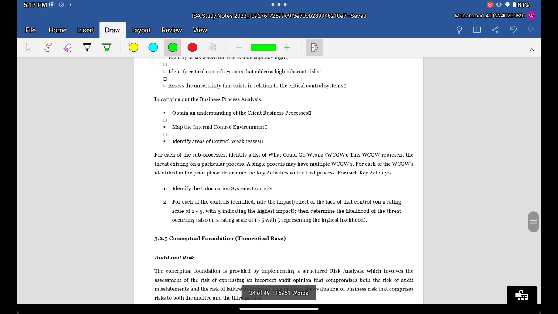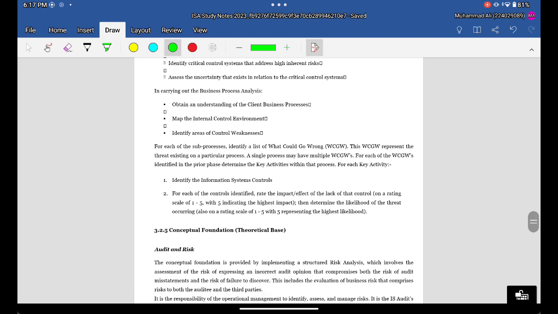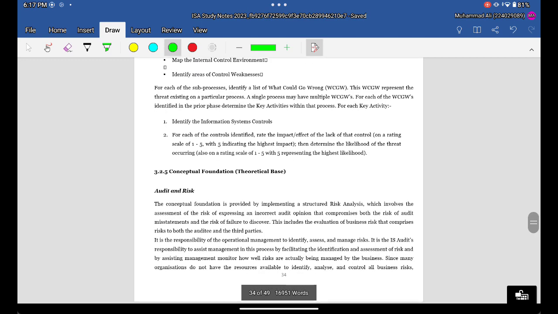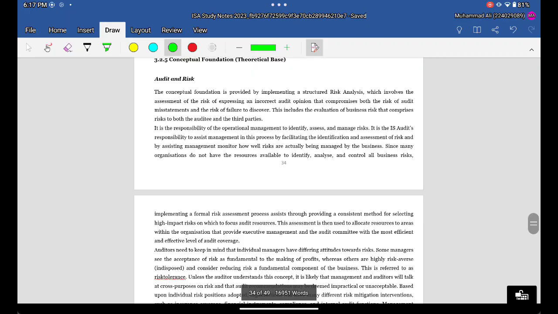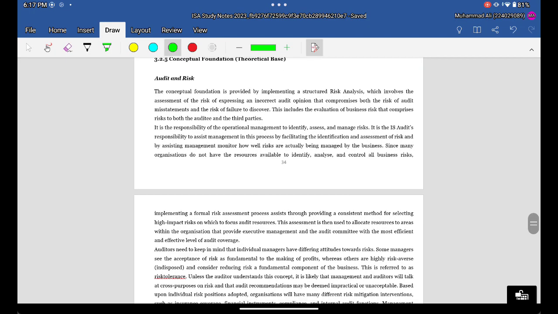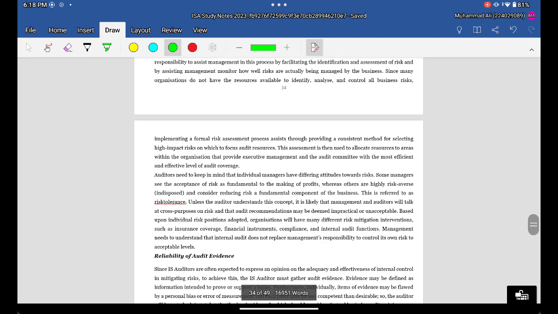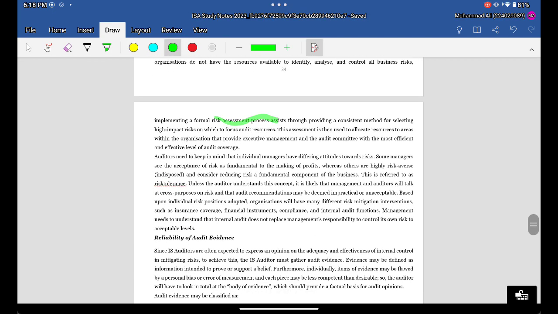Business process analysis. I told you to look at the processes in the business, and you look at the weaknesses, the vulnerabilities, the threats, and so on. Conceptual foundation, audit and risk. So when you're auditing risk, you need to do a risk analysis, obviously looking at all the risks, what the risks are and so on. You need to implement the risk assessment process, right?